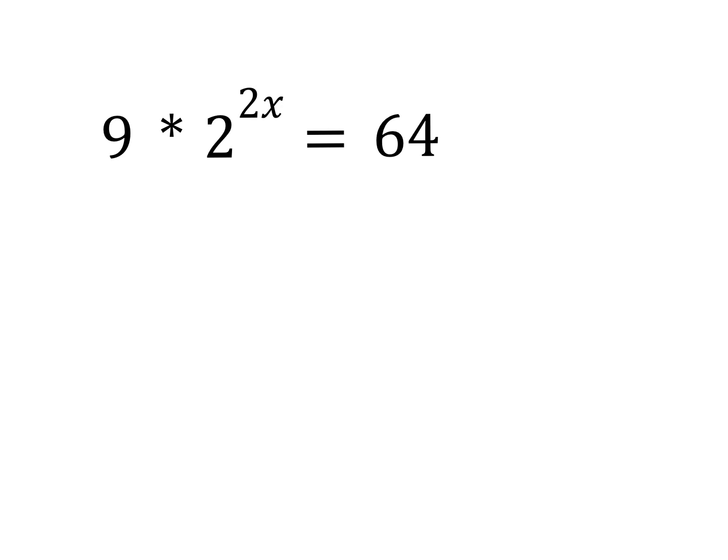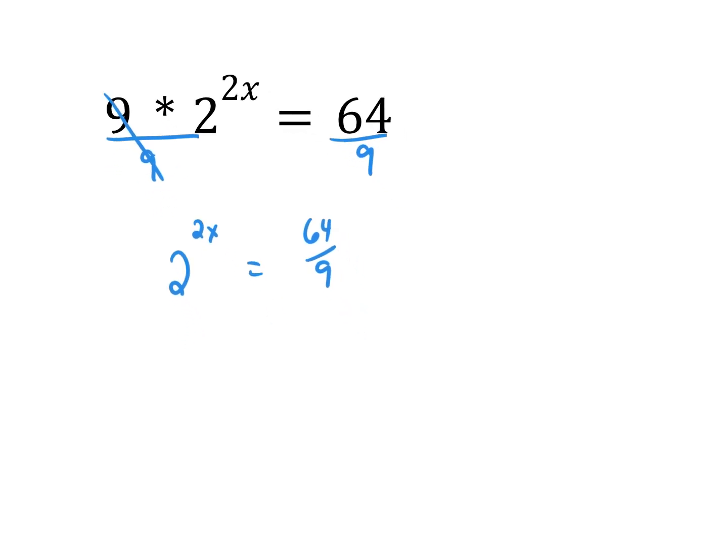All right, let's look at another one. So this one we have 9 times 2 to the 2x equals 64. Same idea. I will first get rid of that 9, so I'm going to divide both sides by 9. So I'll get 2 to the 2x equals 64 over 9. 64 over 9 doesn't reduce. It doesn't really matter if it does or not, because I don't need to worry about it. So I will turn this to log. The exponent, the 2x, equals log base 2 of 64 over 9.